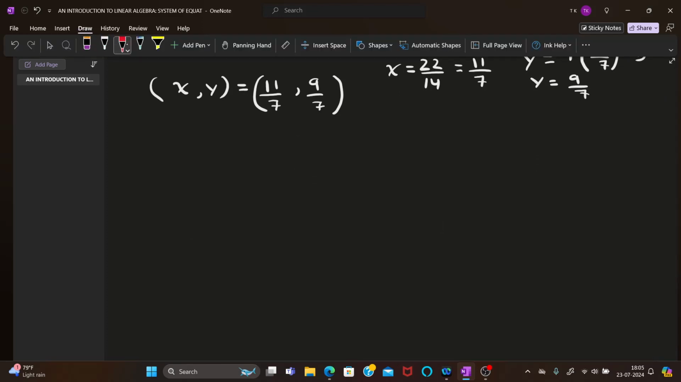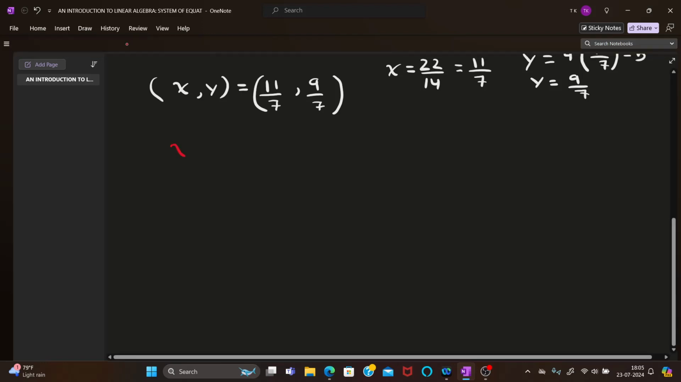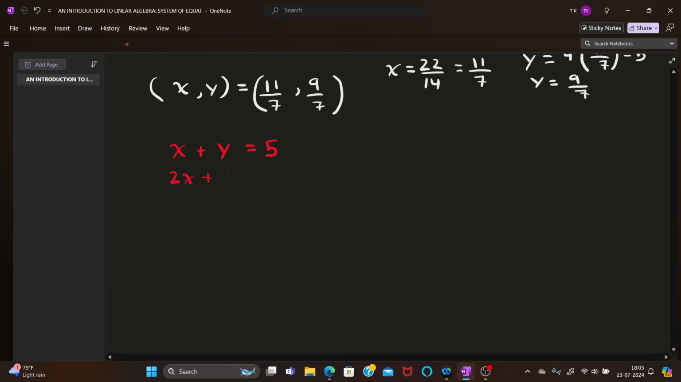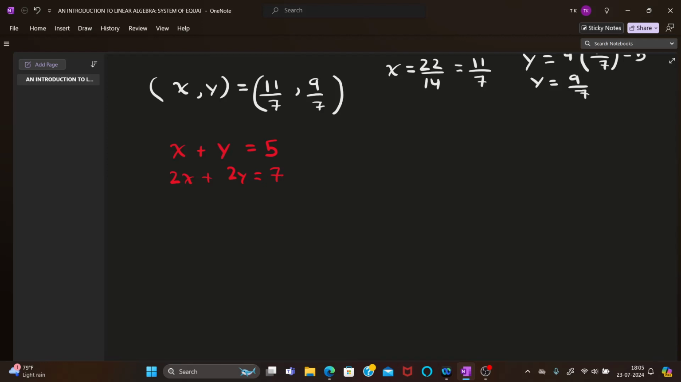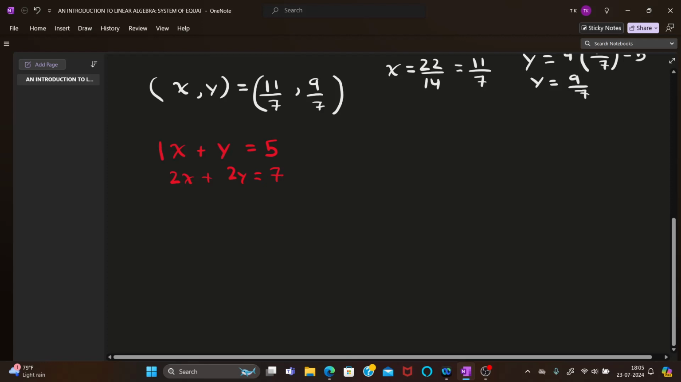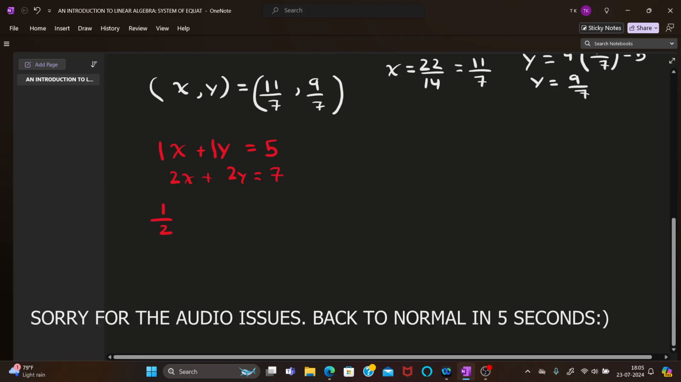Now let's look at another example, but this time we'll try to figure out how many solutions it has. So x plus y is equal to 5, 2x plus 2y is equal to 7. Let's first figure out what A1 is. So A1 is 1, so A1 over A2 would be 1 over 2. This is B1 right here, which is also 1. B1 over B2 would also be 1 over 2. C1 over C2 is 5 over 7.